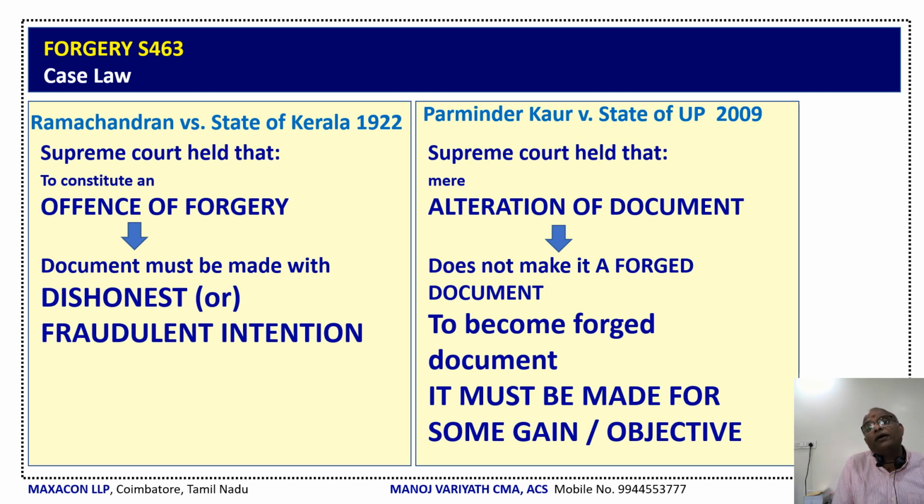Similarly, in Parminder Kaur versus State of Uttar Pradesh, in 2009, the Supreme Court held that alteration of a document may be a clerical mistake. That does not make it a forged document. To become a forged document, it must be made for some gain or objective, that is, dishonest or fraudulent intention. It is once again a reiteration of the same thing which has been there in Ramachandran versus State of Kerala.